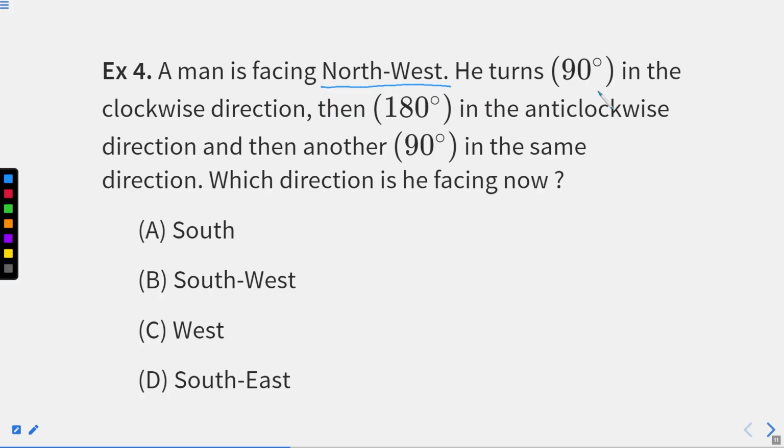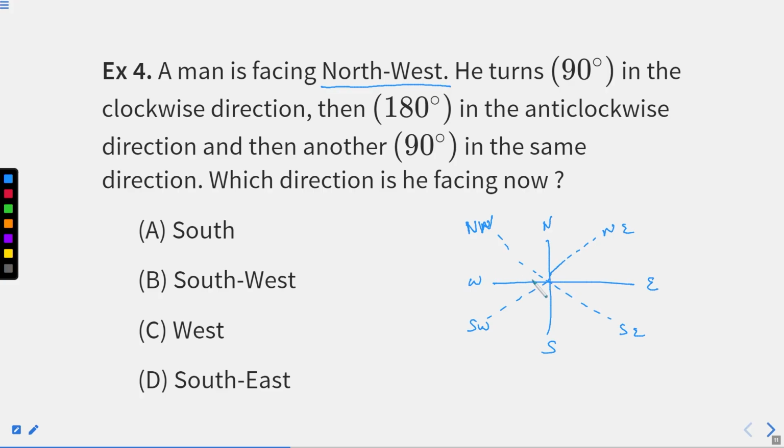He turns 90 degrees in the clockwise direction. Okay, I'll explain now. This is a plus. North, south, west and east, right? Now we make the other directions as well. This is northeast, this is southeast, this is southwest, and this is northwest. Right, now it is clear. Now we know all the directions.